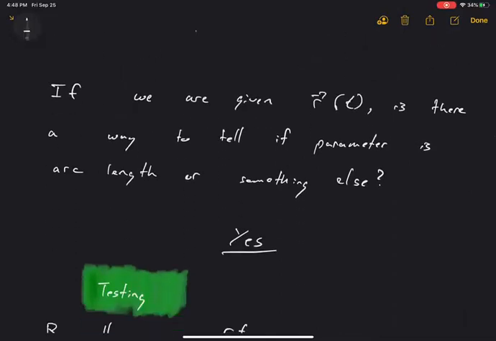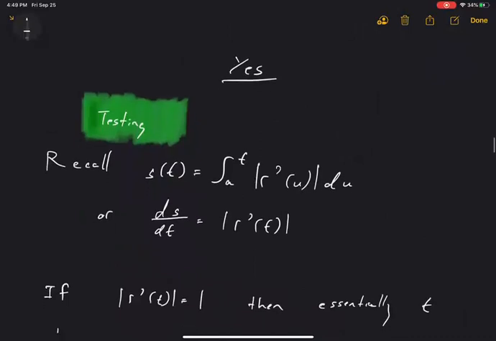So the question is, if we're given this vector valued function in terms of our parameter t, is there a way to tell if that parameter t is our arc length or if it's something else? The answer is yes, we can tell if that parameter t is our arc length parameter or not. So let's say I'm given R of t. Now let's call my arc length S.